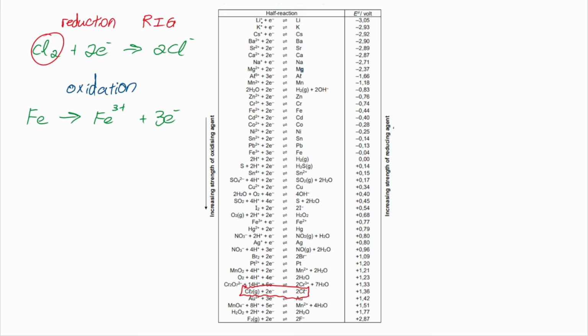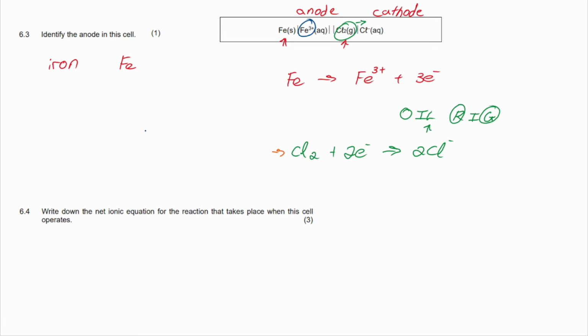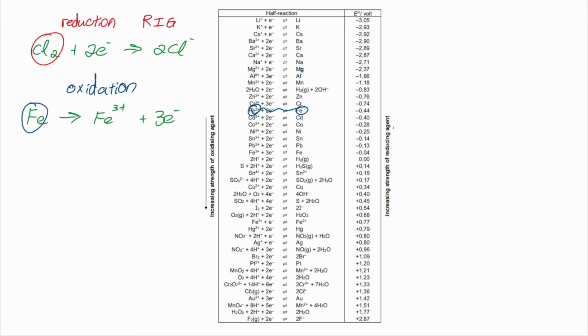So because remember, all of these are written as reduction reactions, we actually have to look, so left to right is reduction. We have to look for iron on the right-hand side. Because if left to right is reduction, right to left will be oxidation. So we're looking for iron. Here's iron, but the problem is it becomes Fe2+. That is not what we have. So don't look at that one, it's not this one.